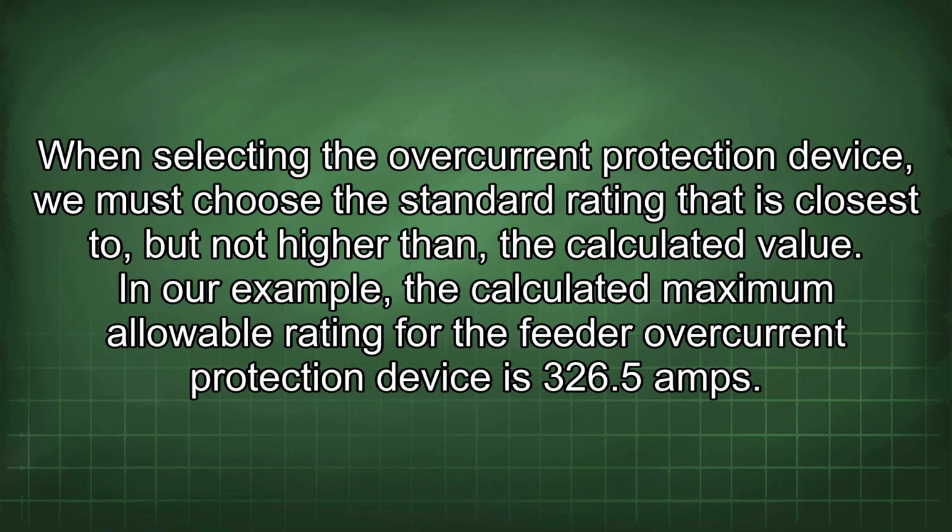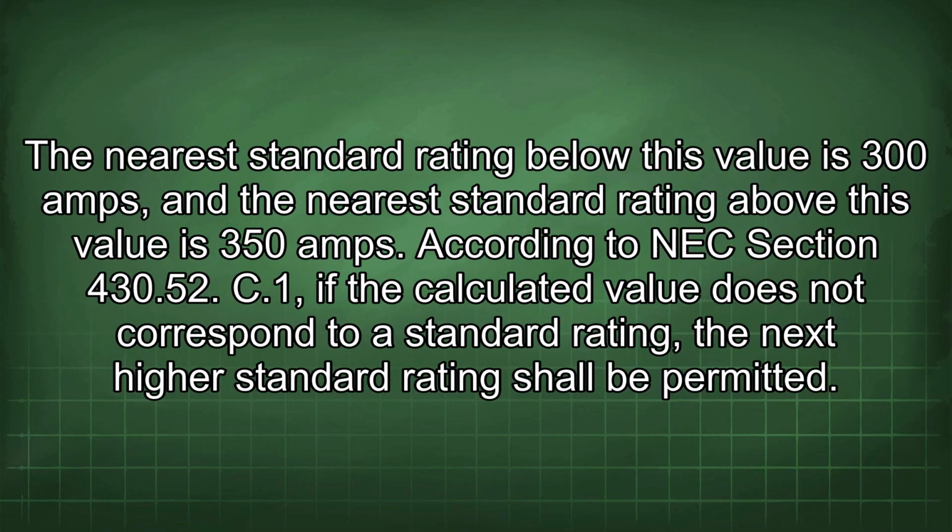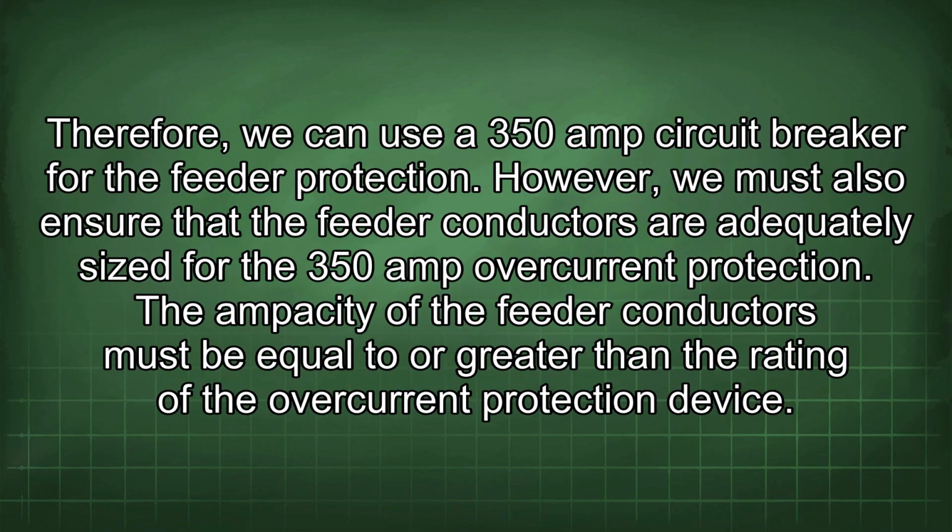When selecting the overcurrent protection device, we must choose the standard rating that is closest to, but not higher than, the calculated value. In our example, the calculated maximum allowable rating for the feeder overcurrent protection device is 326.5 amps. The nearest standard rating below this value is 300 amps, and the nearest standard rating above this value is 350 amps. According to NEC section 430.52 C1, if the calculated value does not correspond to a standard rating, the next higher standard rating shall be permitted. Therefore, we can use a 350 amp circuit breaker for the feeder protection.